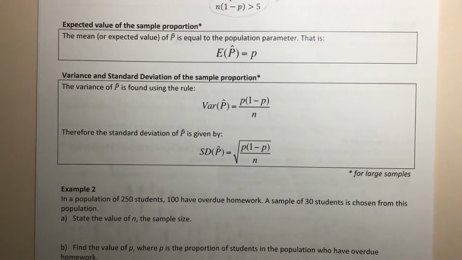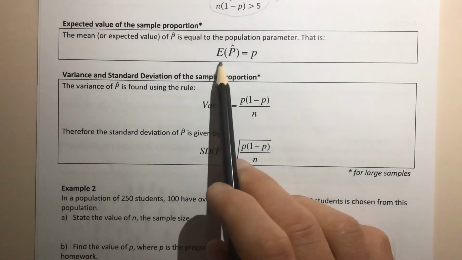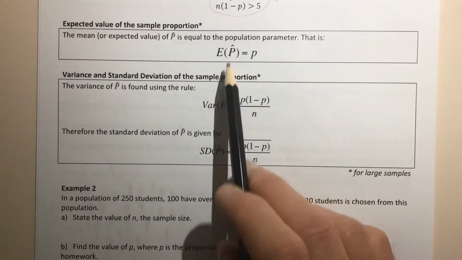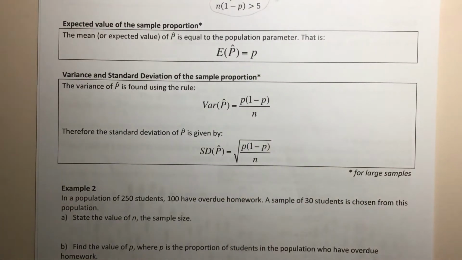Let's just say that we knew that 10% of the whole population of Australia was left-handed. Well, that should mean that if we took a sample of, I don't know, 500 Australian people, completely at random, you would expect that 10% of that sample should also be left-handed. Doesn't mean that's definitely what's going to happen, but that would be the expected value. So the expected value of the sample proportion is just equal to the population parameter. So expected value of p hat just equals p. Nice and easy one to apply.